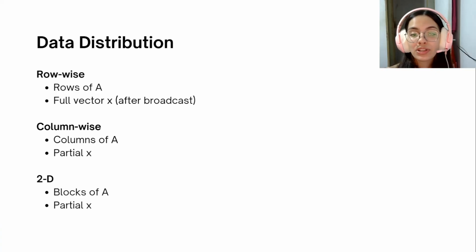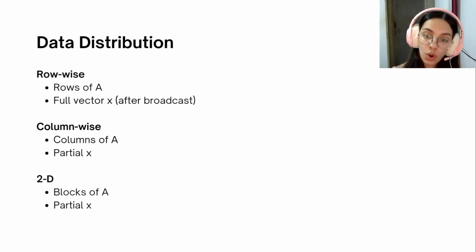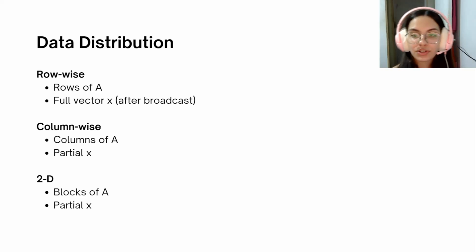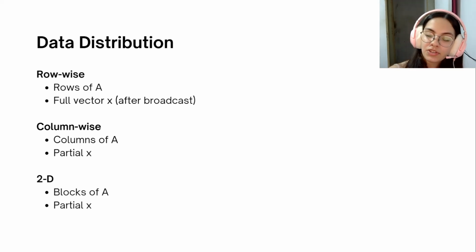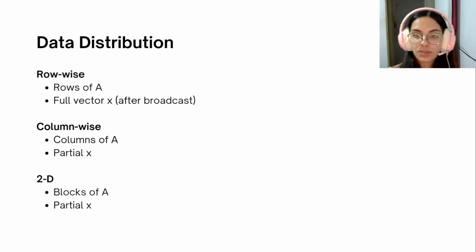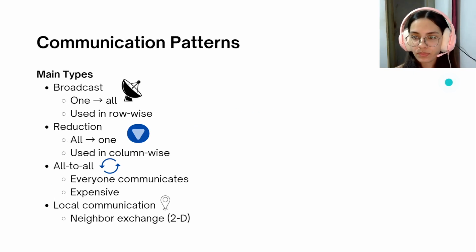So the way we distribute data depends on the strategy. In row-wise, processes receive rows of the matrix and eventually the full vector. In column-wise, they receive columns and parts of the vector. In 2D partitioning, each process gets a block of the matrix and part of the vector. This distribution has a direct impact on performance.